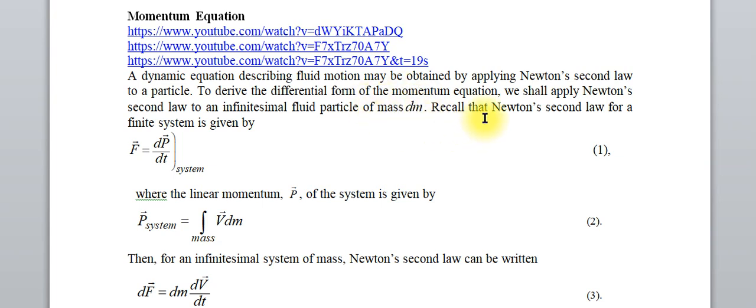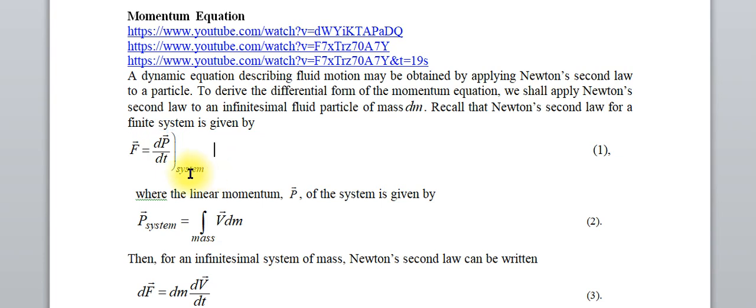Recall that Newton's second law for a finite system is given by F is equal to ma, or F is equal to dP/dt in terms of the linear momentum. In linear momentum form, the second law can be defined as the rate of change of the linear momentum. The force is directly proportional to the rate of change of the linear momentum, where the linear momentum P of the system is given by. And now look at this one, this P we call the system.